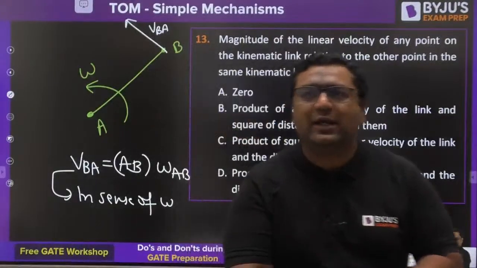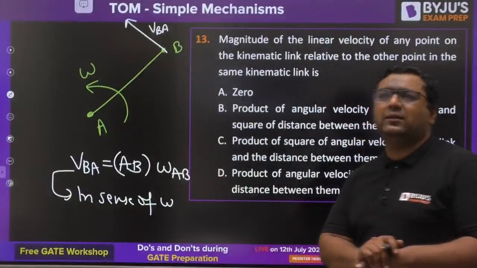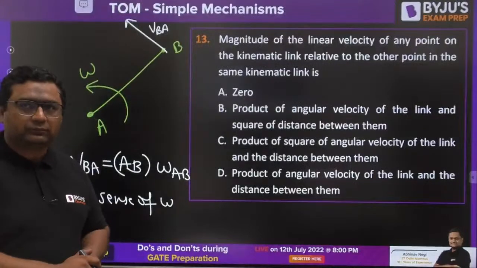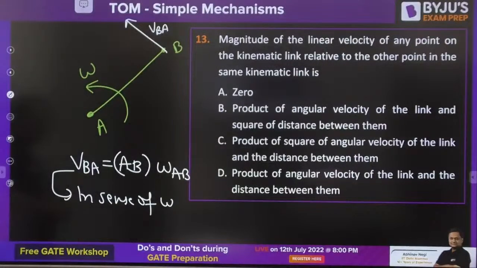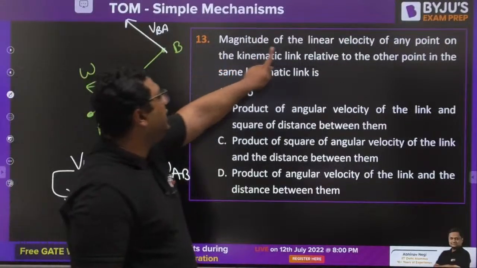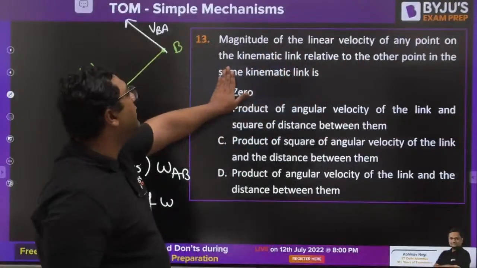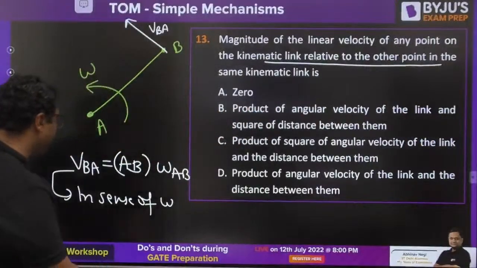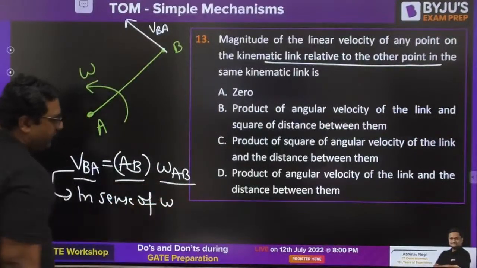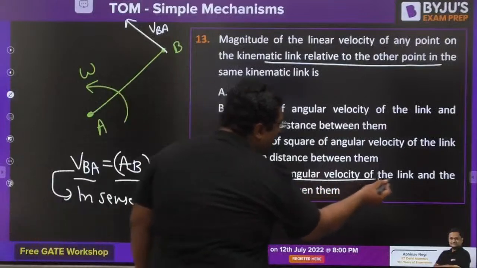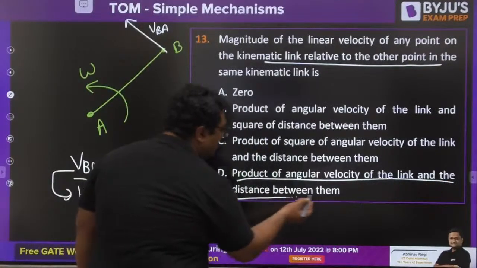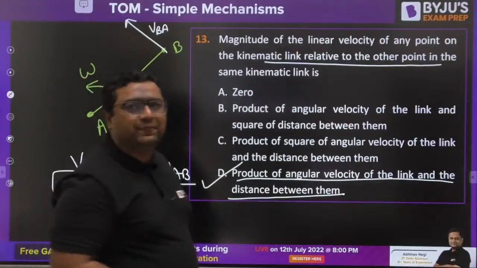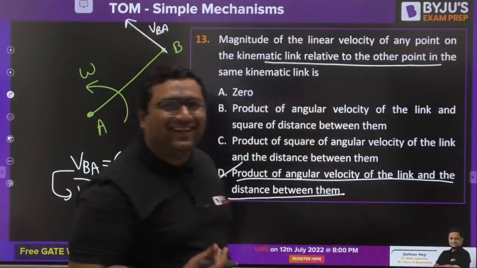What would be the right answer, guys? Okay. Magnitude of the linear velocity of any point on the kinematic link relative to the other point is given as V equals R omega. So it is the product of angular velocity of the link and distance between them. D is correct. I don't know why you are saying A as the answer.